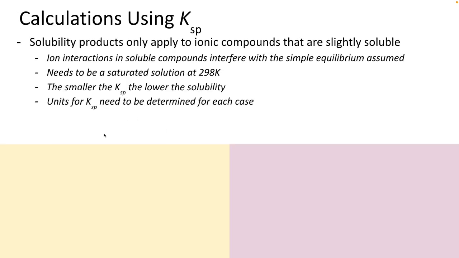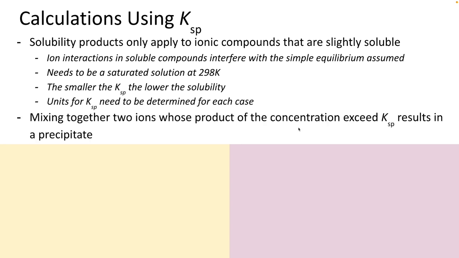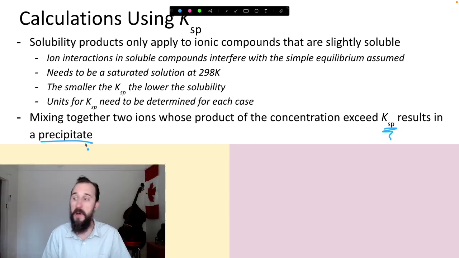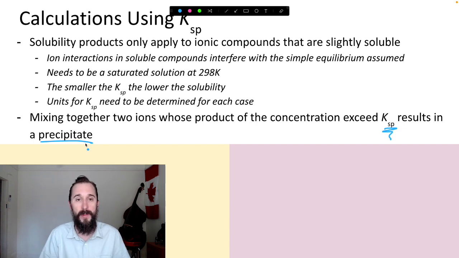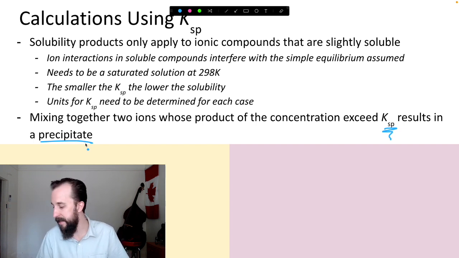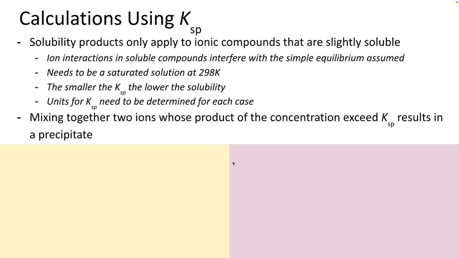What else? Units for equilibrium constants need to be determined for each case, just as we've been doing for all of our equilibrium constants. It's going to be dependent on how many powers we have there and what we're multiplying together. So mixing together 2 ions whose product of the concentrations exceeds our solubility product results in a precipitate. So we can start to use these values to infer if we're going to form a precipitate based on what values we have for concentration and what that KSP is. So let's run through a few examples here.